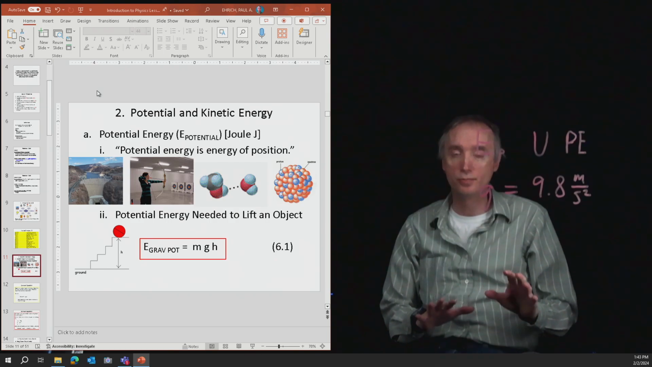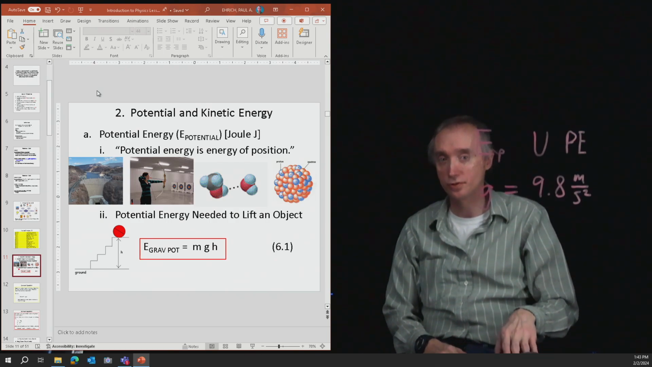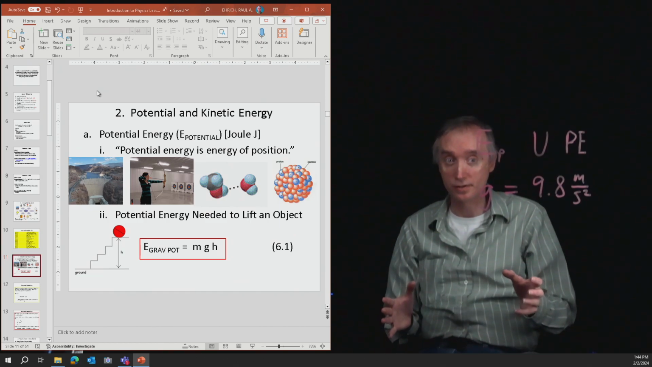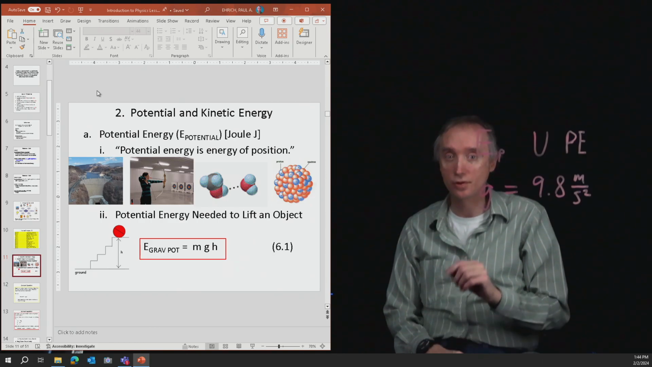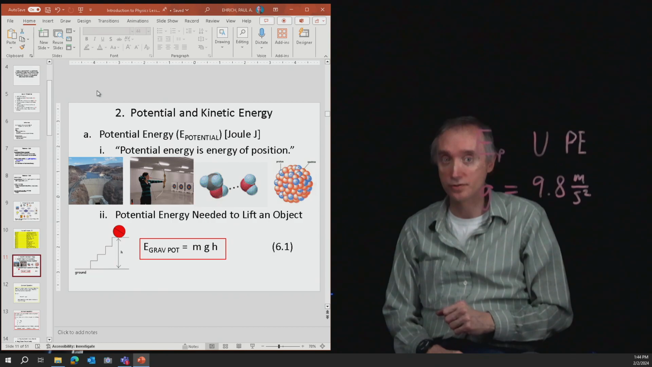So I just wanted to point out to you that there's more than one kind of potential energy, but they all depend on distance. And so the one that you need to know about is going to be gravitational potential energy.